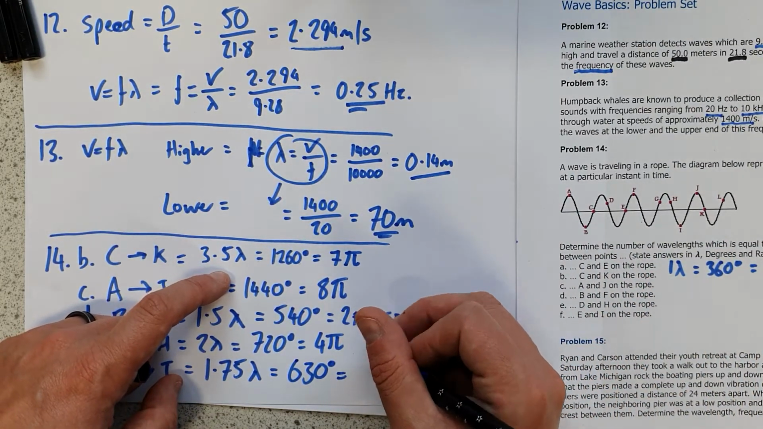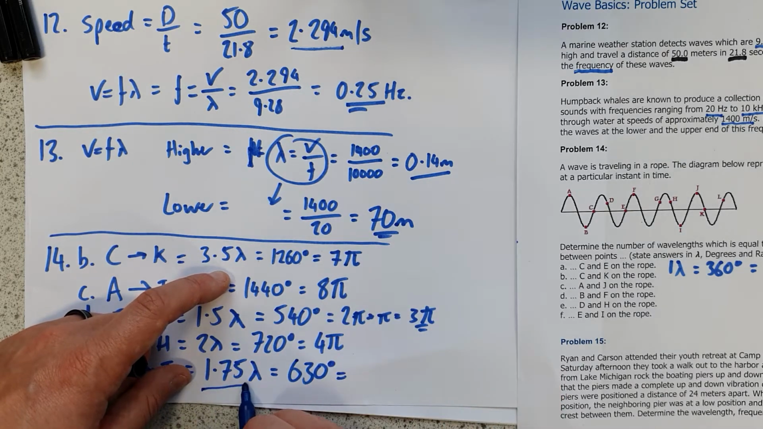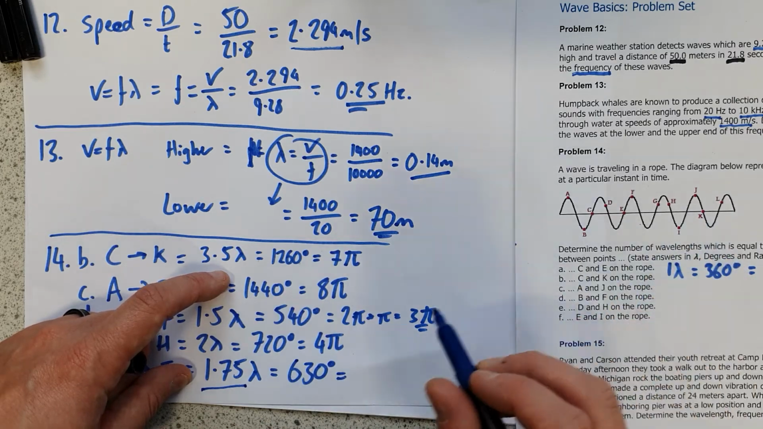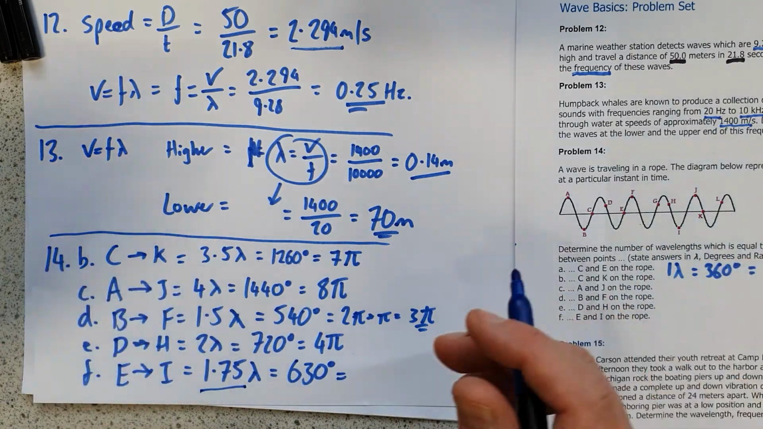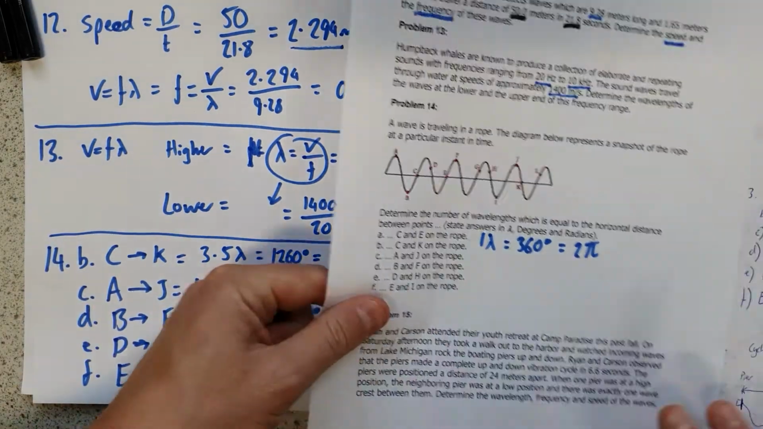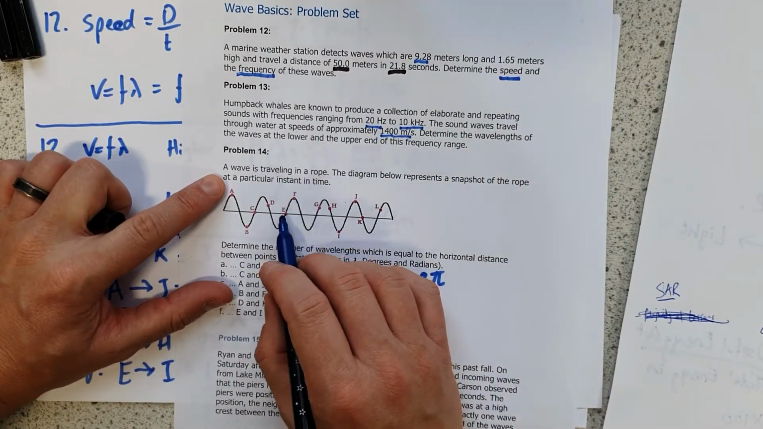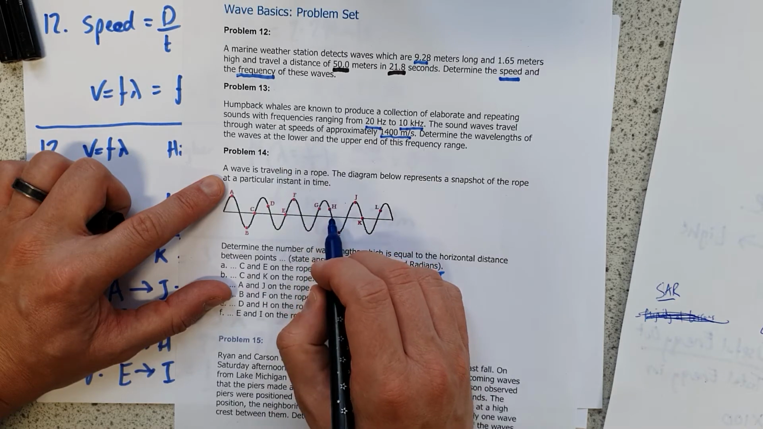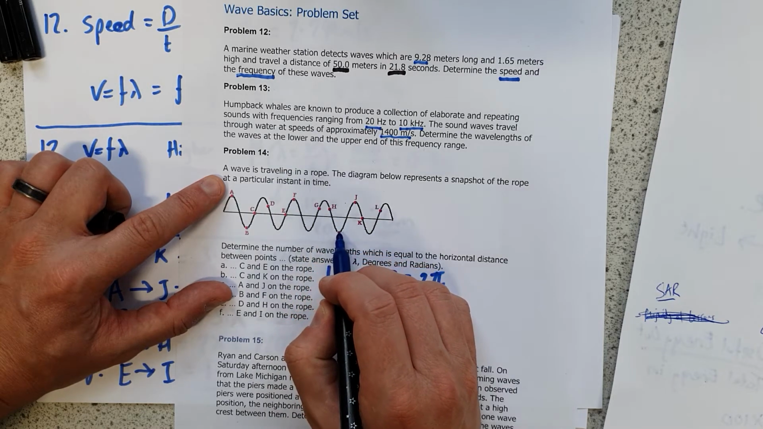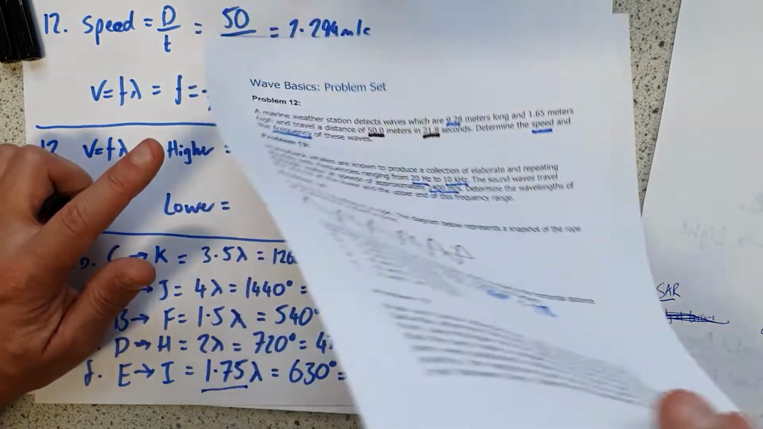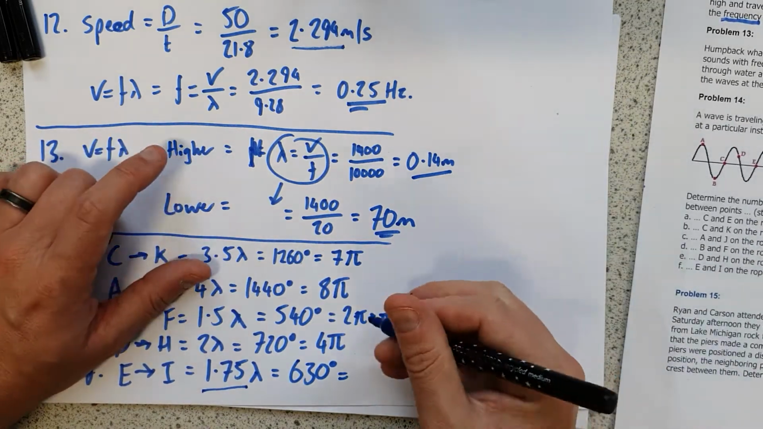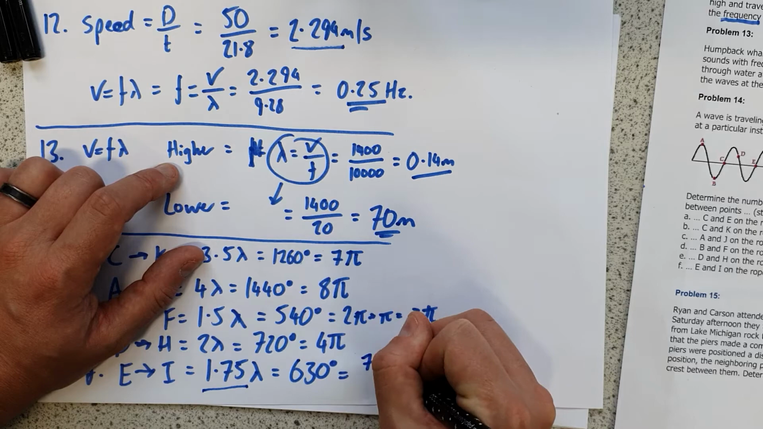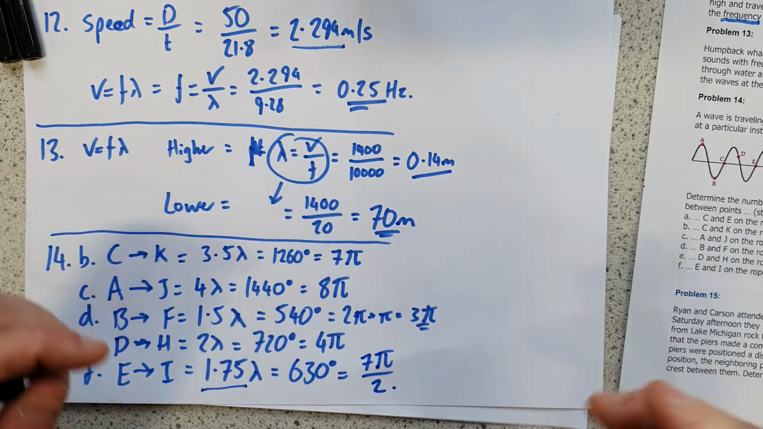So 630 degrees, and then if we're going to work out this in radians, we know that essentially we need to do 1.75 times 2. There we go. So on this one we got 1 pi, 2 pi, 3 pi, and then a half down to there to I. So we can't write 3.5 pi, so we'd need to write 7 pi over 2.